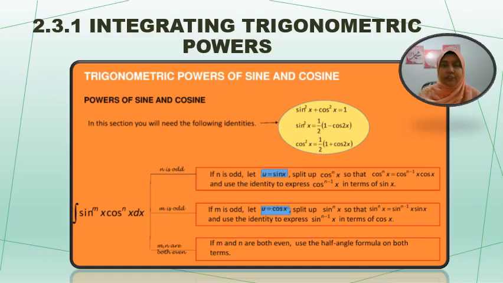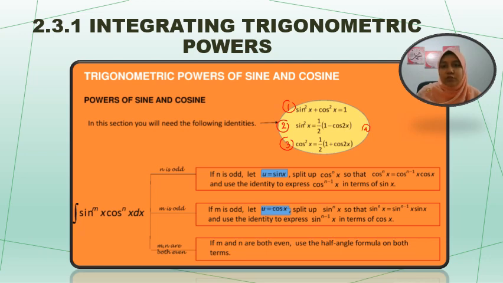Let's look at integrating trigonometric powers involving the sine and cosine function. In this session, you should use the trigonometric identities. The first one is sine square x plus cos square x equal to 1. The second one, sine square x equal to 1 over 2 times 1 minus cos 2x. And the third one is cos square x equal to 1 over 2 times 1 plus cos 2x.